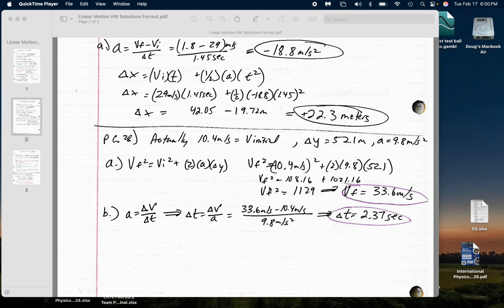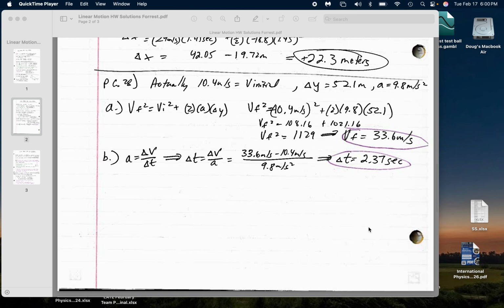So again, I'm going to use something like this. I'm just showing delta y instead of delta x because this is a vertical problem. So I get that, rearrange it, and get a final velocity of 33.6 meters per second. To figure out the time it takes to hit the ground, I'm going to use Formula 3 here. Rearrange that to solve for the time interval, because I know that for every second, the object is speeding up by 9.8 meters per second every second. So that's around 2.37 seconds to hit the ground.